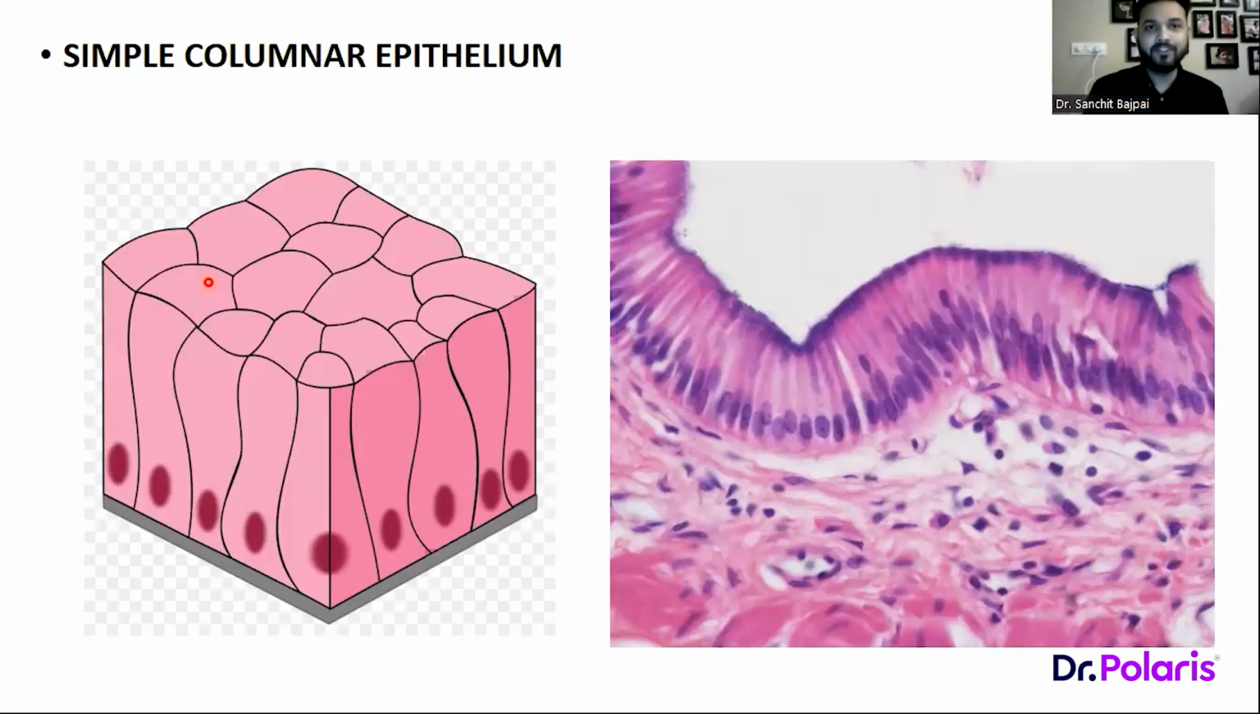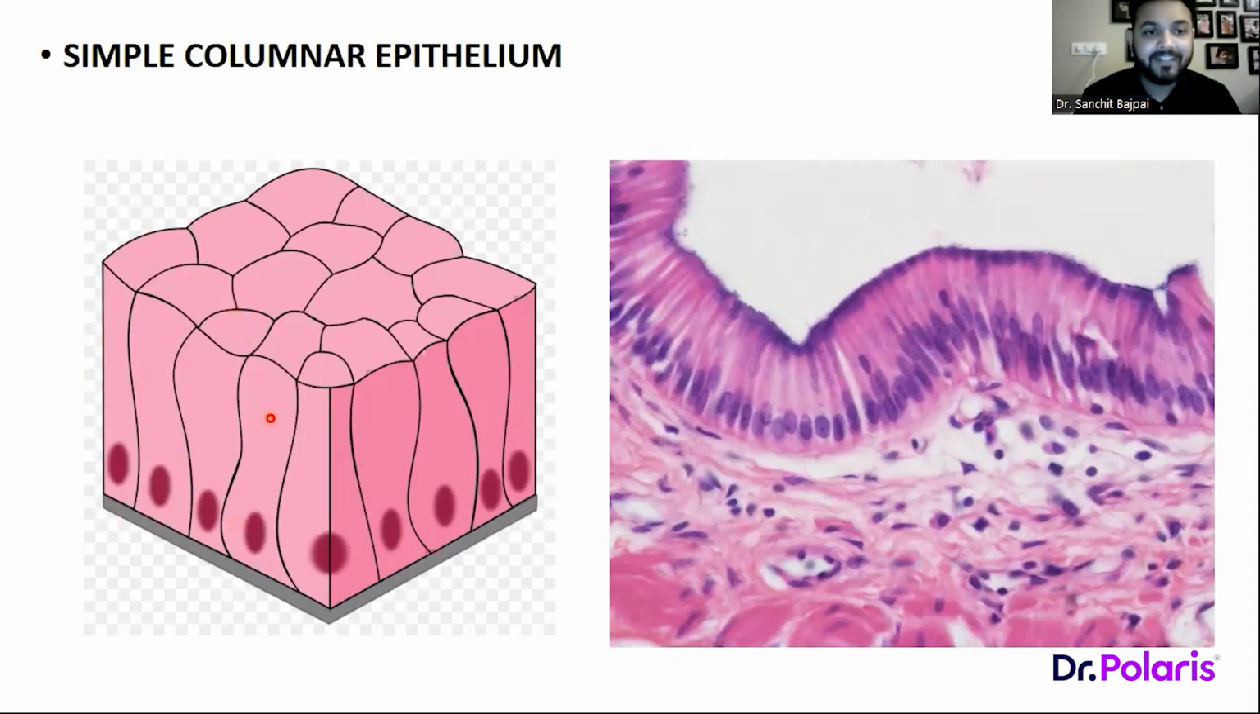Okay, so don't get confused. I'm still in the simple part. Simple means one layer. And according to the shape, I have covered what is squamous. I've covered what is cuboidal. And now I'm covering simple columnar part. So I already told you what is columnar cells. Columnar cells are like big columns.